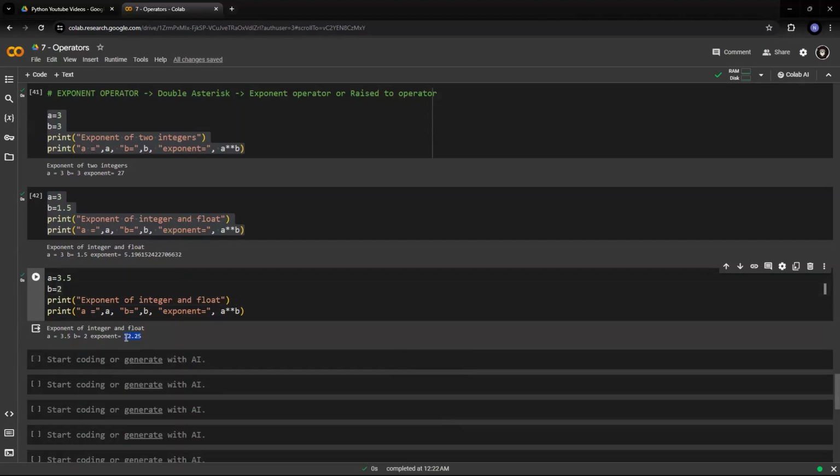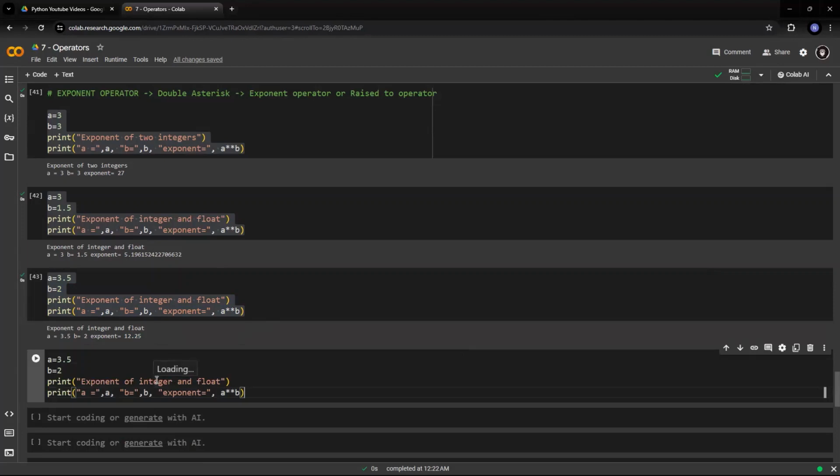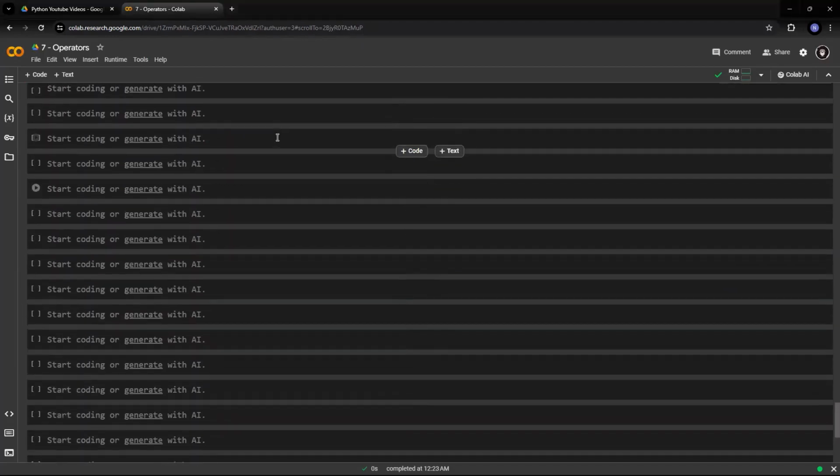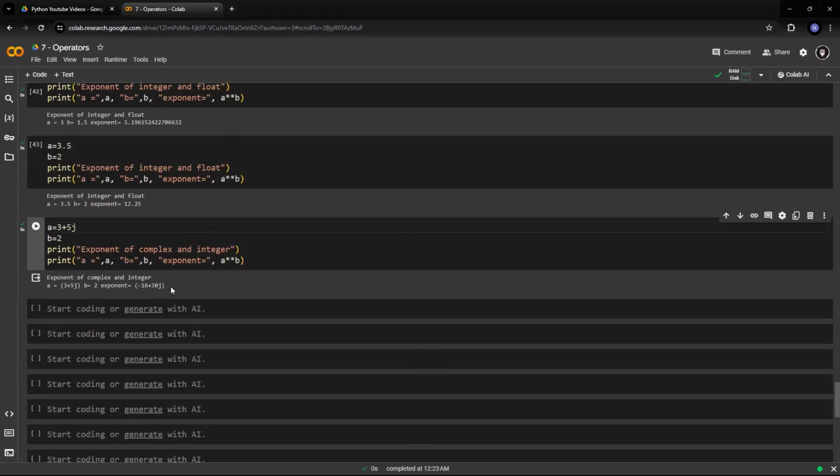Now suppose one of the numbers is a complex number. So if you have one of the numbers as a complex number, complex and an integer, to make it 3 plus 5j, I make it a complex number. So the result should be a complex number. You see the result? So if I have an integer in an exponent function and one integer or a float, but if either one is a complex number, then the result would be a complex number.